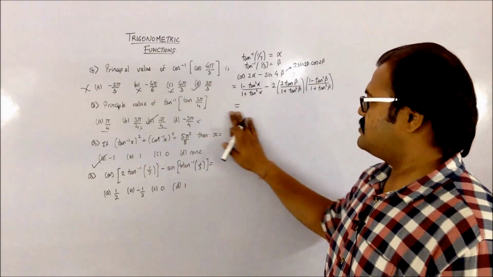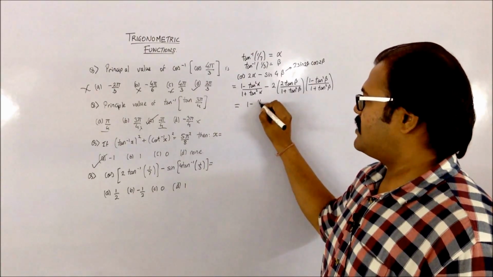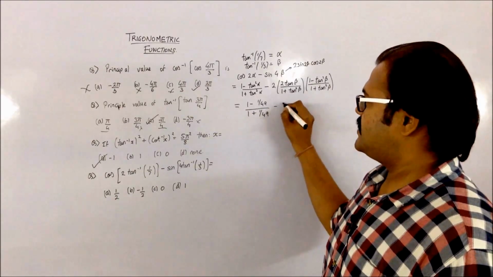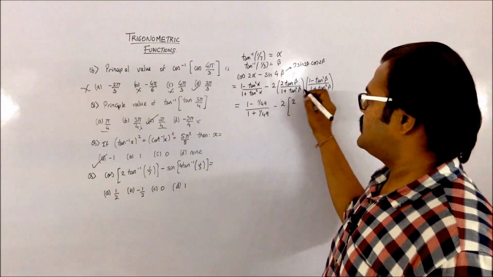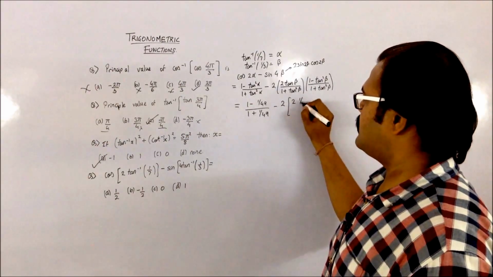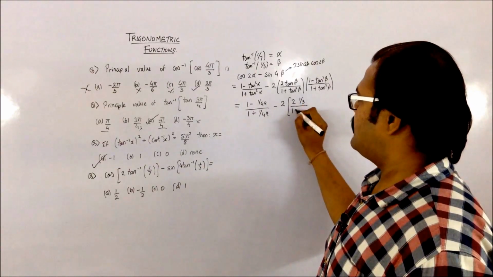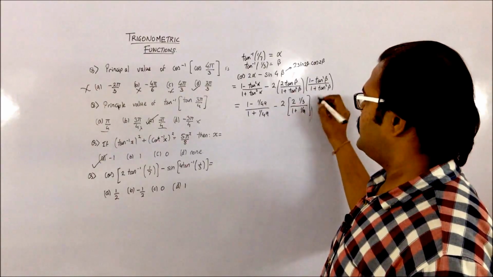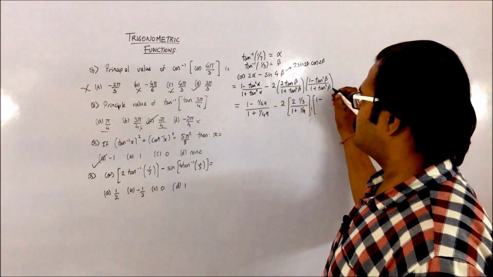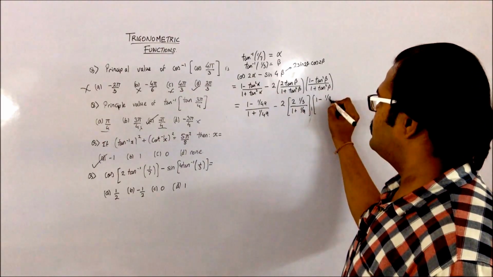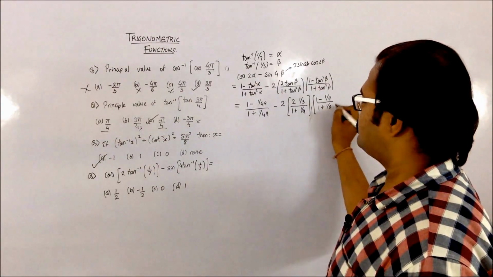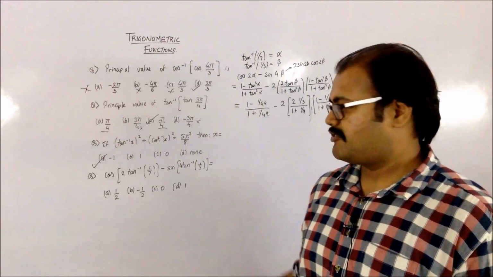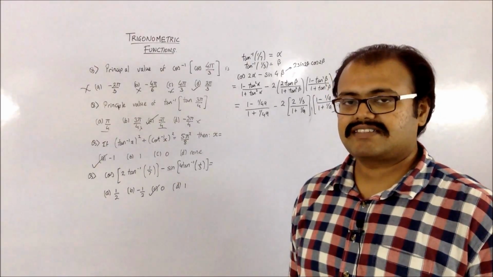So I'll be getting 1 minus 1 by 49 divided by 1 plus 1 by 49, minus 2 into 2 tan beta, which is 1 by 3, over 1 plus 1 by 9, into 1 minus tan square beta, which is 1 by 9, divided by 1 plus 1 by 9. So you have to solve this particular equation. After solving, you will be getting the answer as 0, that is option C.